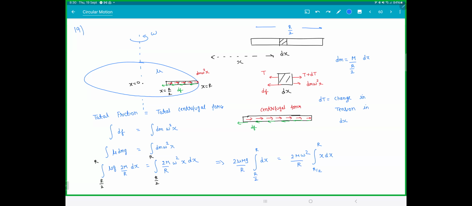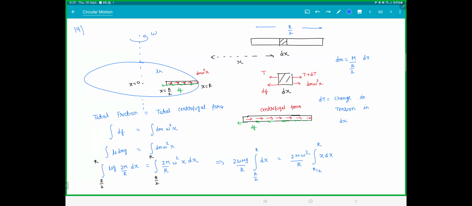Make sense? It is simply 2 different tensions, right? I can take any symbol I want, but mathematically it looks nicer: T and T plus dt. Because of that small dx, tension increased by small dt. Why would tension increase? That I don't know. dt will take care of the sign.